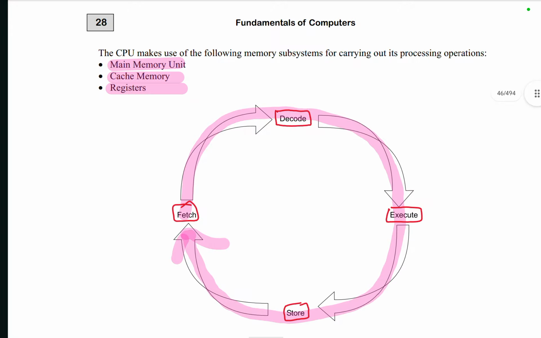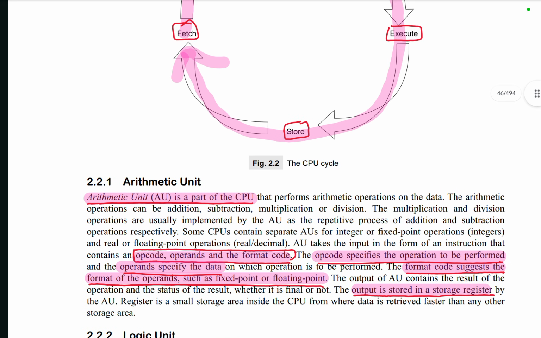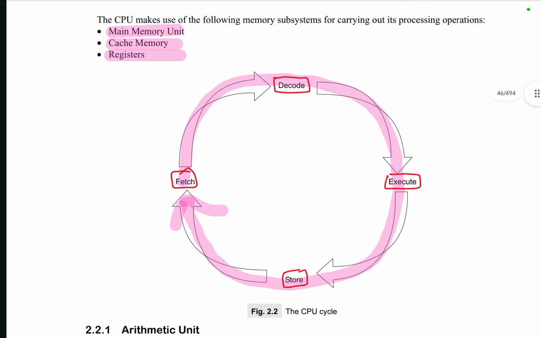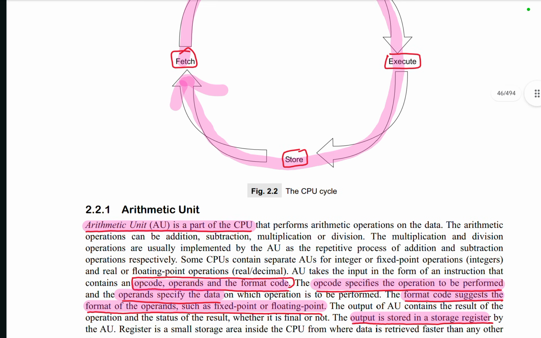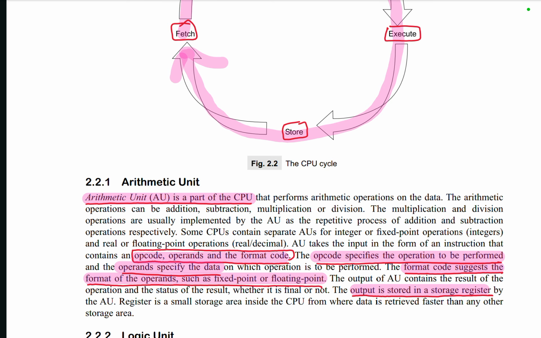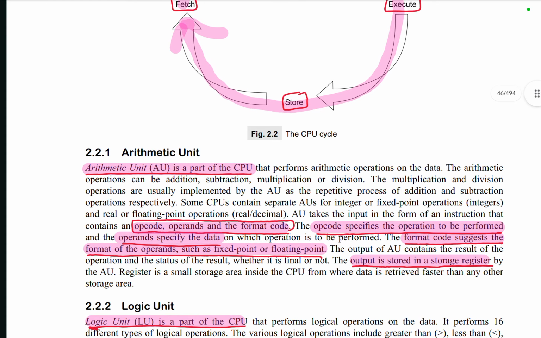Decode, execute, store, and fetch. This is the CPU cycle. Firstly decode, thereafter execute, then store and fetch. Arithmetic unit is part of the CPU. It deals with the opcode, operands, and the format code.